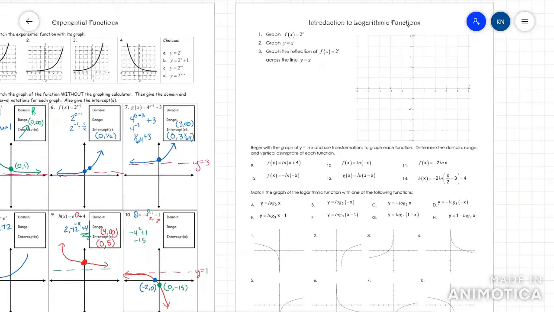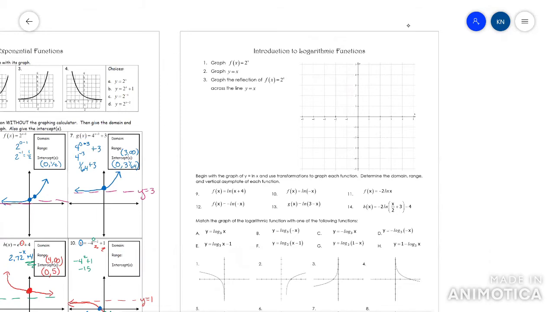Now we move on to where they compare them. So they first want you to graph 2 to the x, which would look something like this. All right, done. And then they want you to graph y equals x, which would look like this. Done. And then they want the reflection of 2 to the x. So they want to reflect it across this y equals x. So it would look like this.